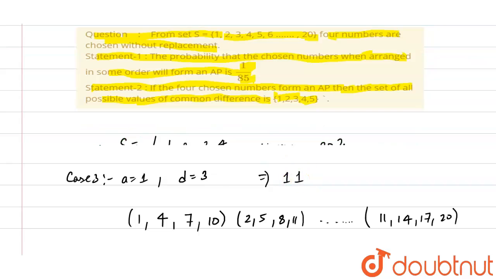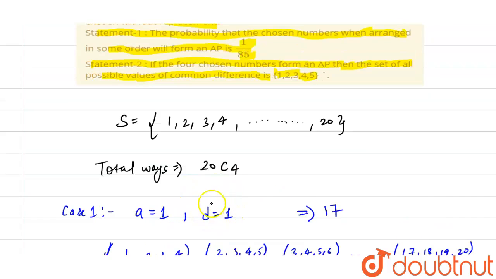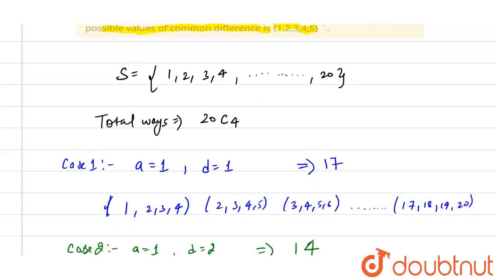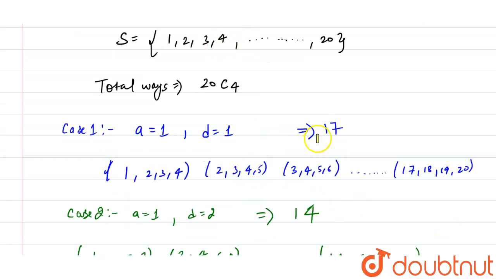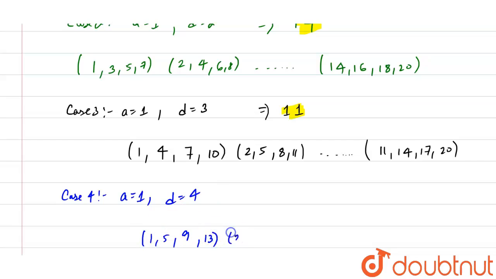So now, considering the common difference forming the AP: if the common difference is 1, there are a total of 17 sets. When the common difference is 2, there are 14 sets, and when the common difference is 3, there are 11 sets. Similarly for case 4, in which A equals 1 and D equals 4, the sets are 1, 5, 9, 13, then 2, 6, 10, 14, and the last set we get is 8, 12, 16 and 20.